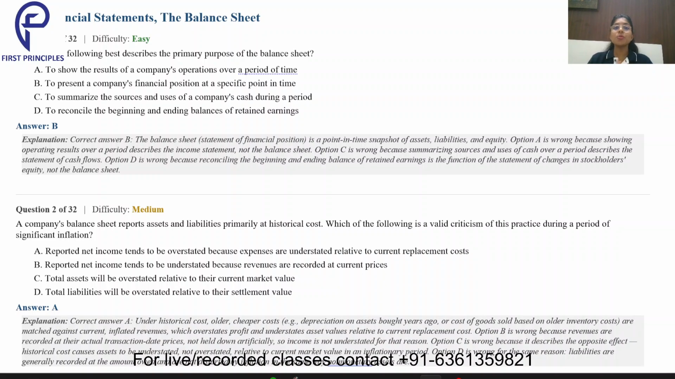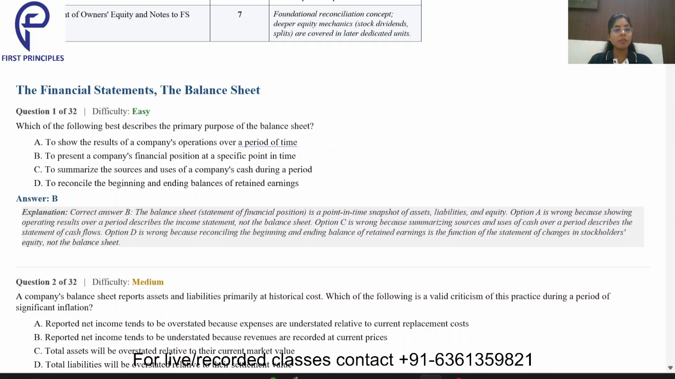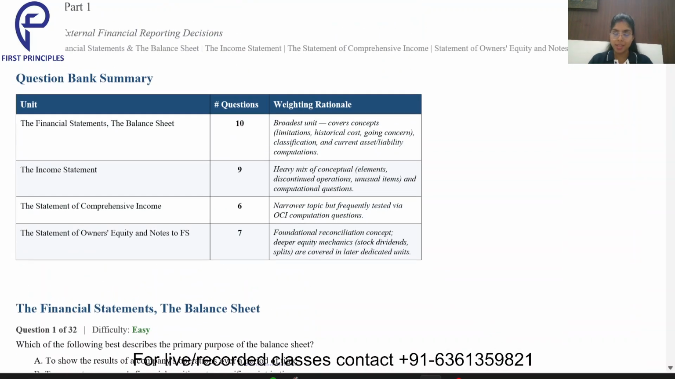Hello and welcome to the series of question solving for CMA US Part 1, where we are solving the questions for a few of the chapters for Section A. Which chapters are covered over here? It is mentioned in this table. Let's start with the question solving without wasting much time.